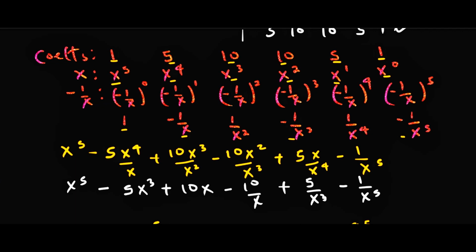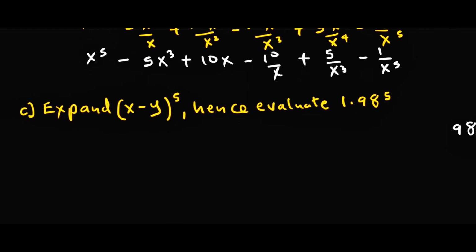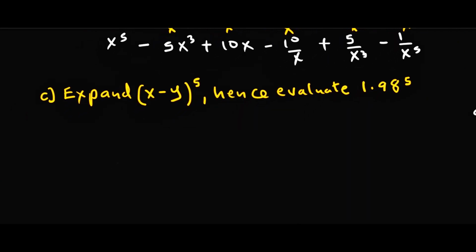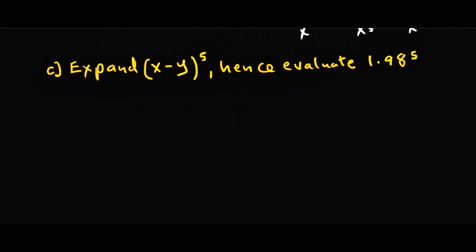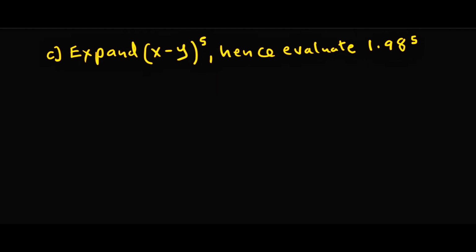So let us go to part C. So part C, we are required to expand x minus y power 5, and we're required to use that expansion to solve the value of 1.98 raised to the power 5. The first thing is just to get the expansion of x minus y power 5 just the way it is. And then we compare the two values.